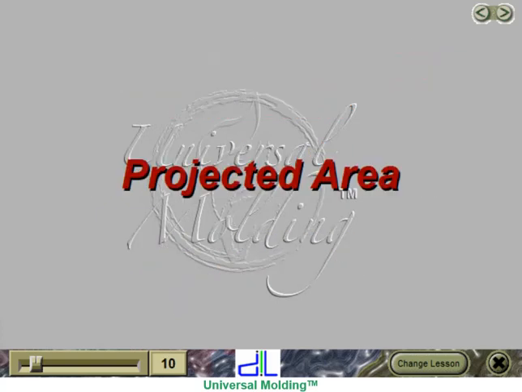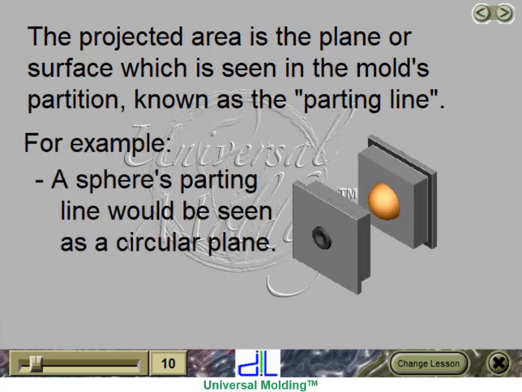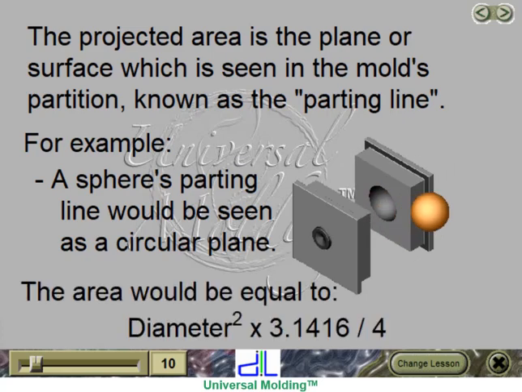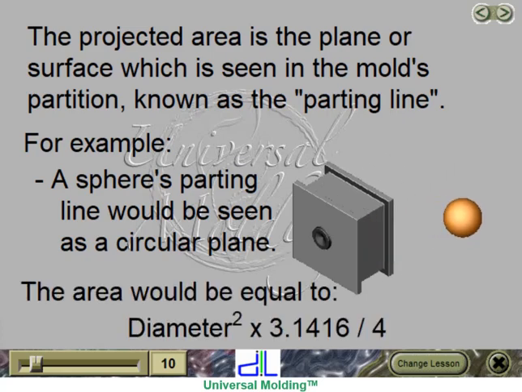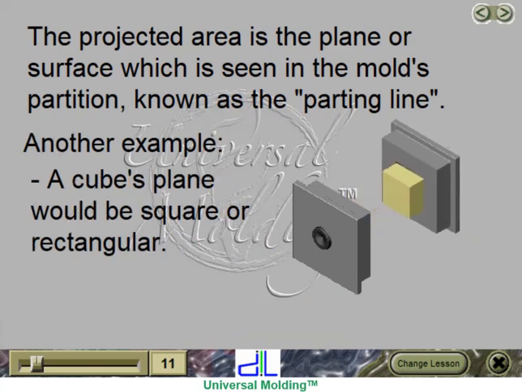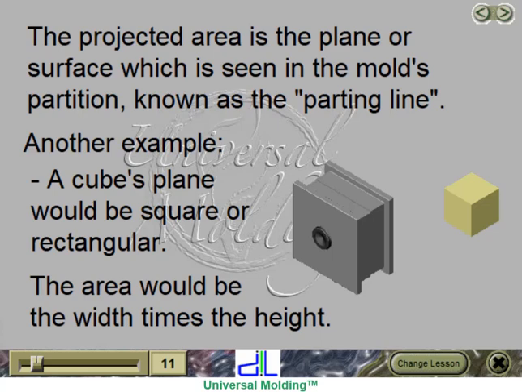Projected area. The projected area is the plane or surface which is seen in the mold's partition, known as the parting line. For example, a sphere's parting line would be seen as a circular plane. The area would be equal to diameter squared times pi divided by 4. Another example. A cube's plane would be square or rectangular. The area would be the width times the height.